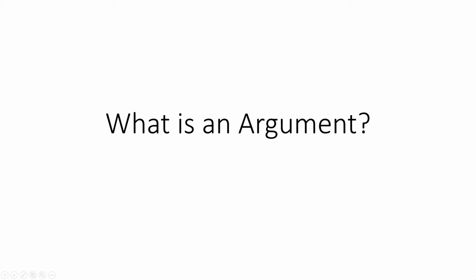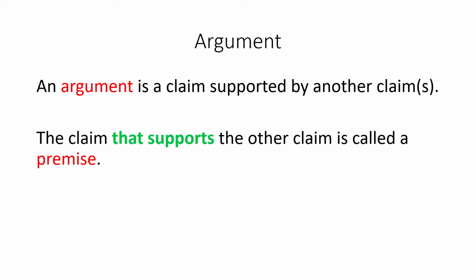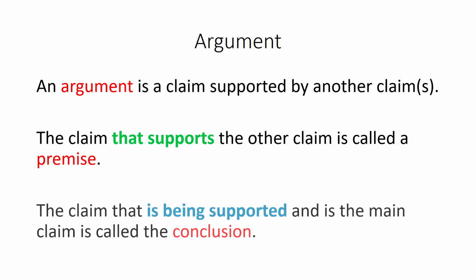What is an argument? An argument is a claim supported by another claim or claims. The claim that supports the other claim is called a premise. The claim that is being supported and is the main claim is called the conclusion. It is also called the argument.